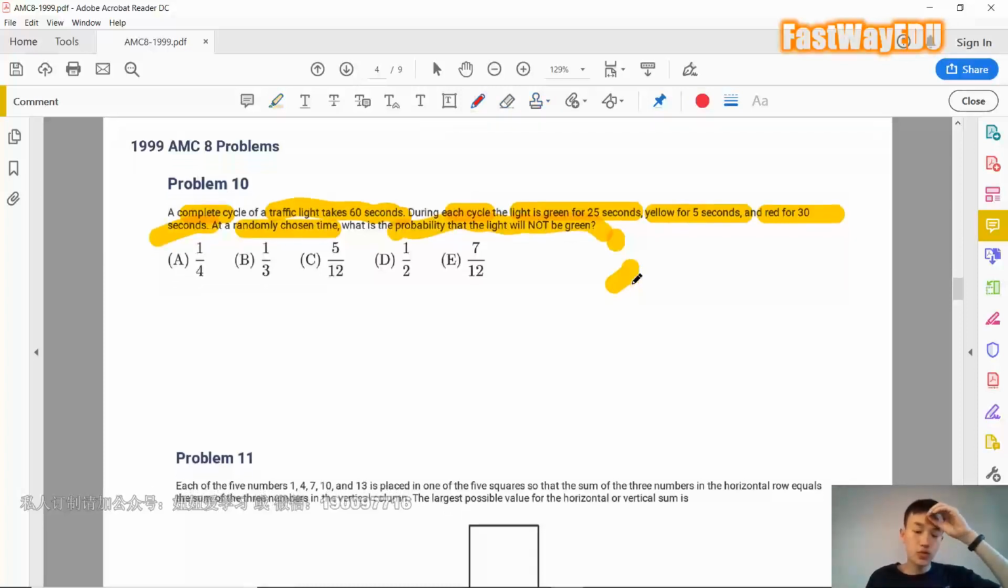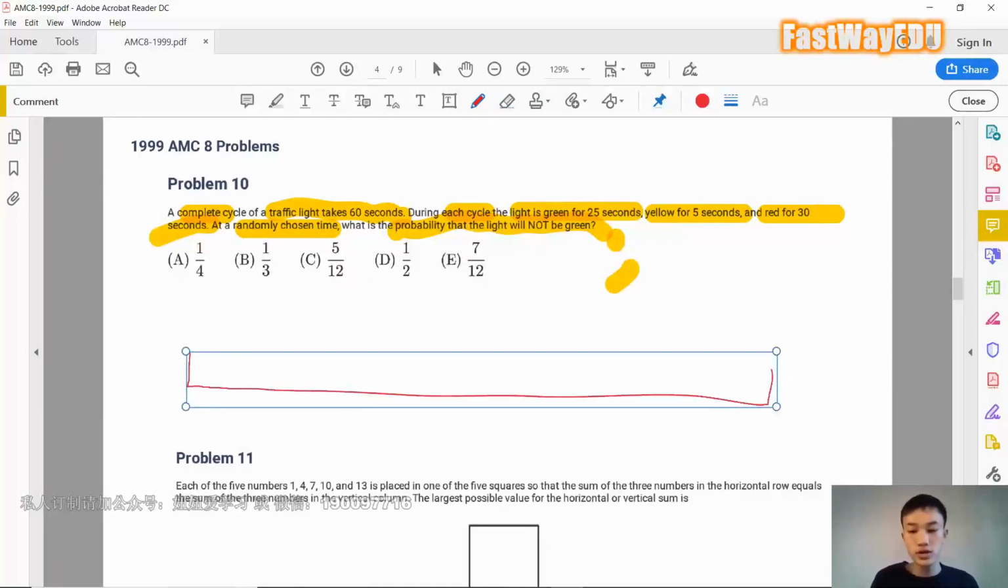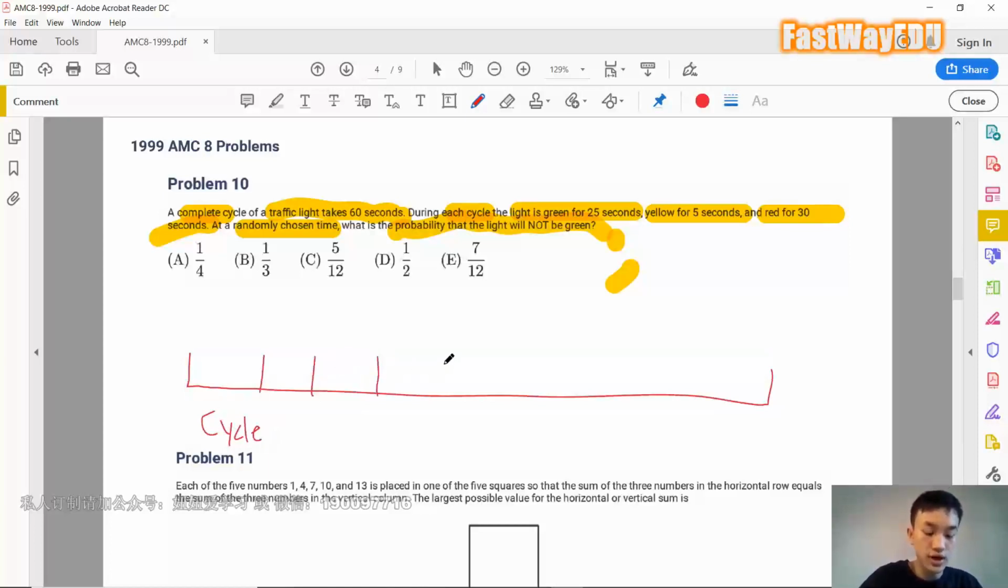Okay, so first of all, let's say we have our timeline again, our timeline over the course of a whole day, showing at each point what the traffic light would look like. Let's look at the first cycle here. We can split it up into cycles, right? Because it's going to be cycle, cycle, cycle. So each of these is a cycle.